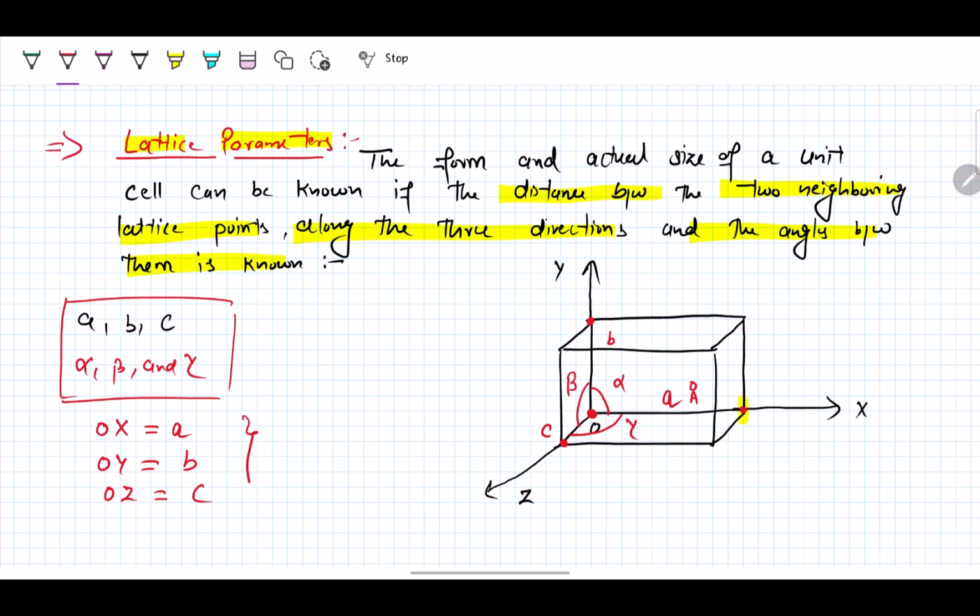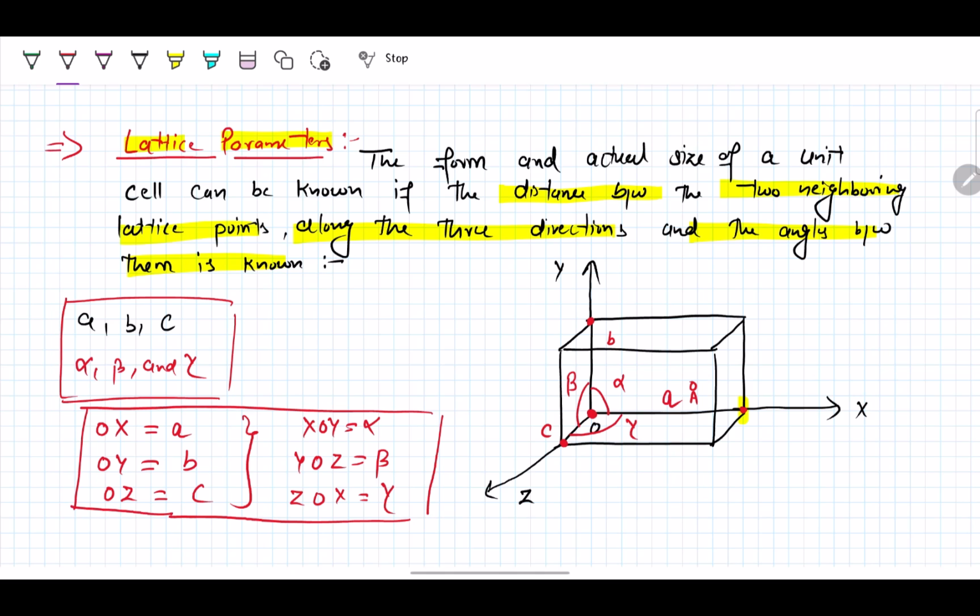And the angle between them is represented by XOY is alpha, YOZ is beta, ZOX is gamma. So by knowing these two properties, we can find out the properties of the unit cell, right? That's why lattice parameters are very important.